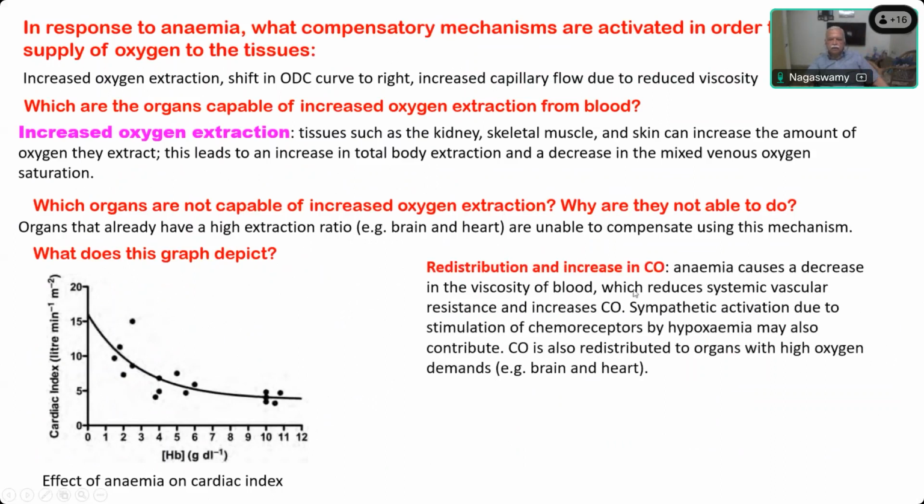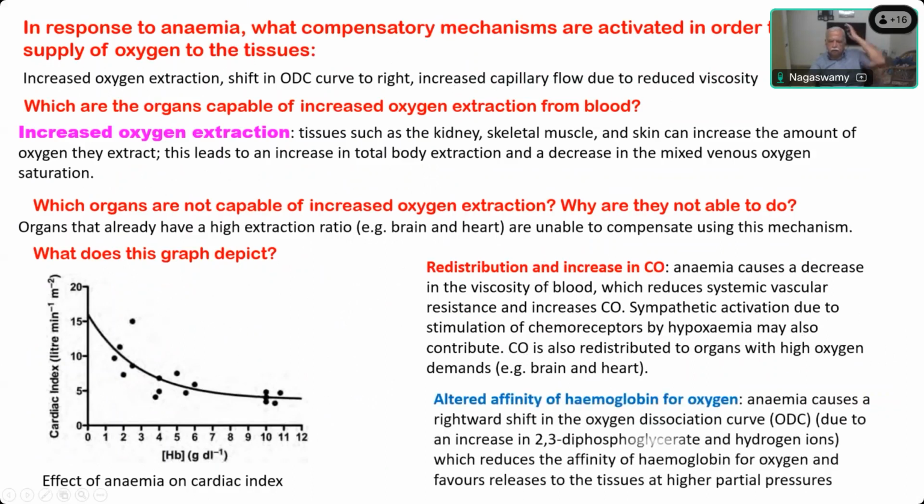Anemia causes a decrease in the viscosity of blood, which reduces systemic vascular resistance and increases the cardiac output. And there is a sympathetic activation due to stimulation of chemoreceptors by hypoxemia, which may also contribute to the increase in cardiac output. And the cardiac output is redistributed to organs with higher oxygen demand, like brain and heart. That is one of the other things that happen, apart from these three that I told you.